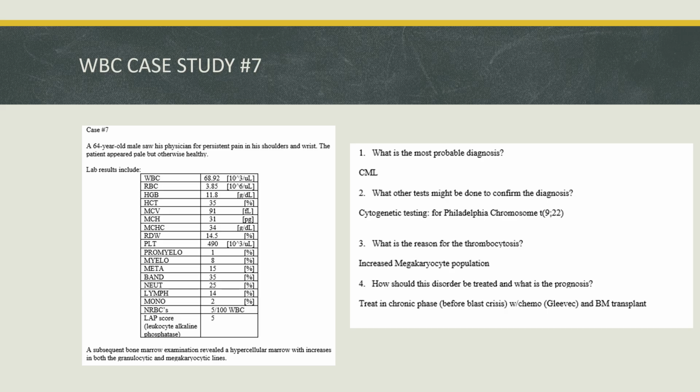So a subsequent bone marrow examination revealed a hypercellular marrow with increases in both granulocytic and megakaryocytic lines. Okay. So we have hypercellular bone marrow.